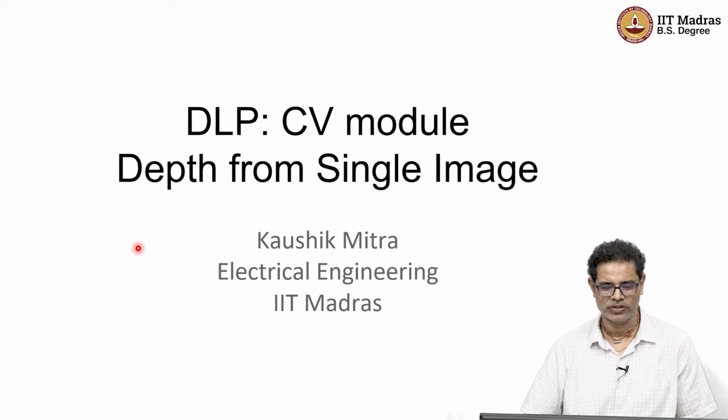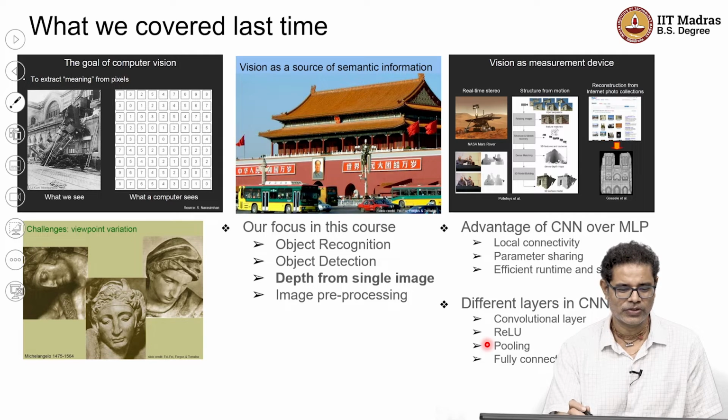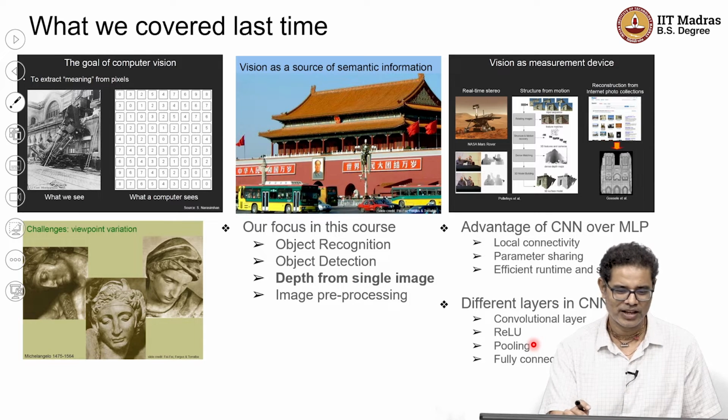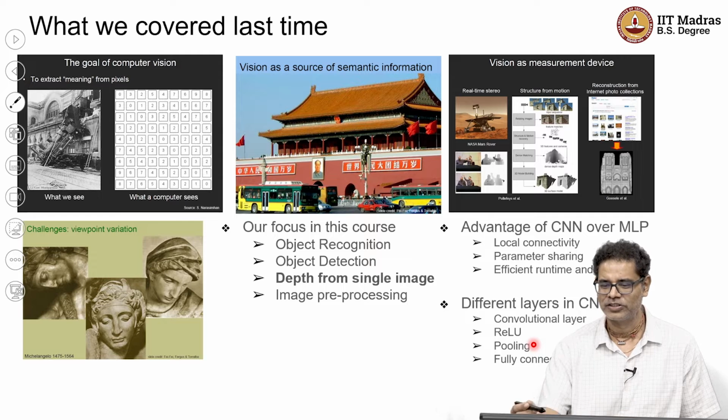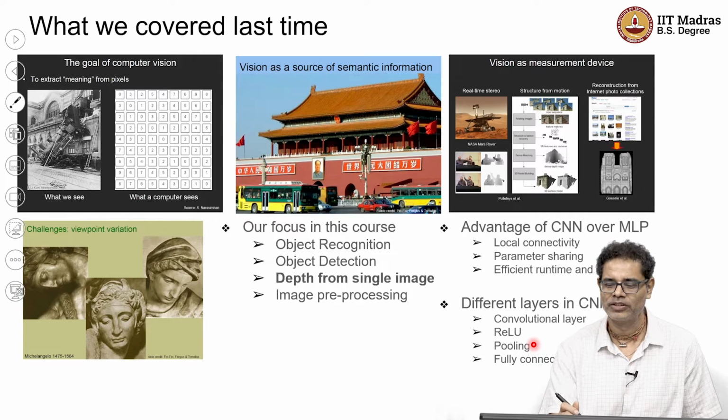Welcome to the third module of computer vision, the third focus area that we are looking at. So, we have gone through all of this. We know the goal of computer vision is to make sense out of the image, and we are looking at vision as either a source of semantic information, under which we have looked at object recognition and detection, and also vision can be seen as a measuring device for measuring depth and all metrics. And that is the topic for today, which is depth from a single image.